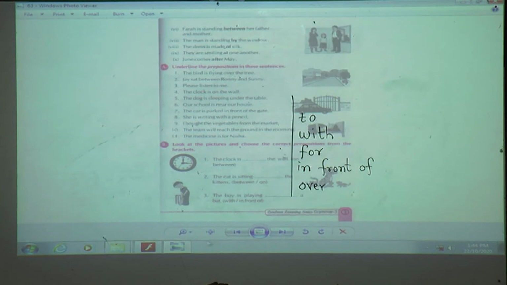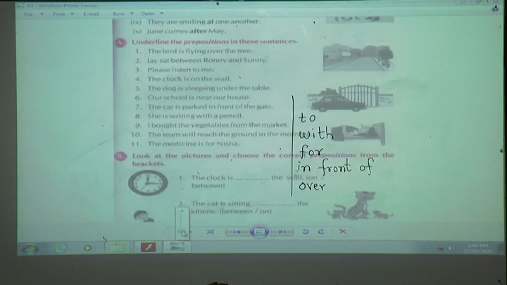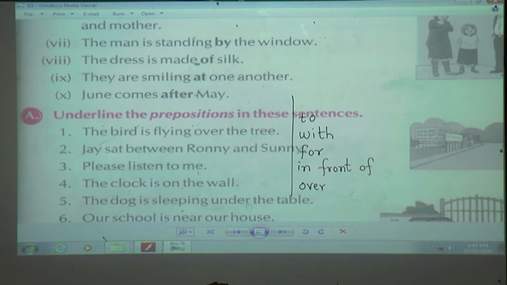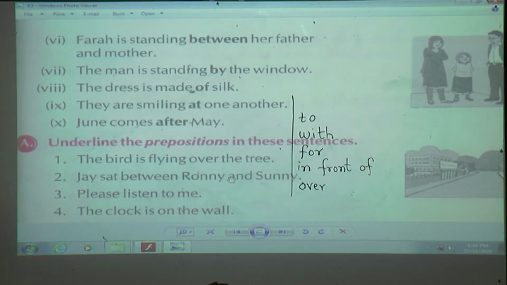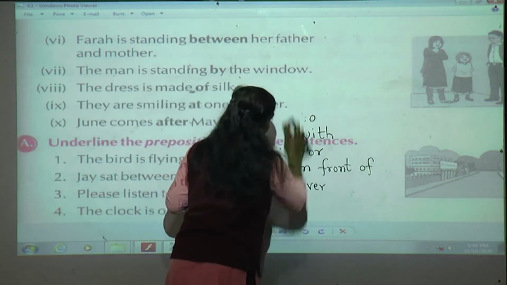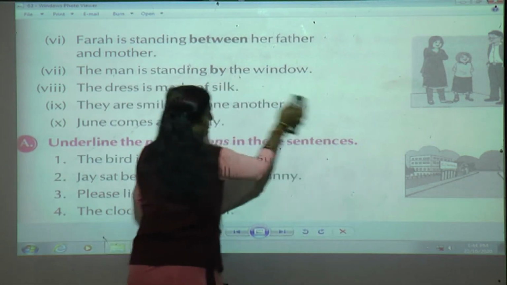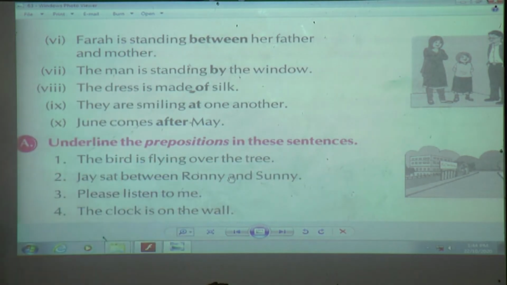We will move on to page number 63. There are some more sentences with 5 more prepositions. Ready, students? That we will read. Next, 6th sentence. Farah is standing between her father and mother. I will repeat again, students. Farah is standing between her father and mother. So Farah, where is she standing? Yes. So between is a preposition.